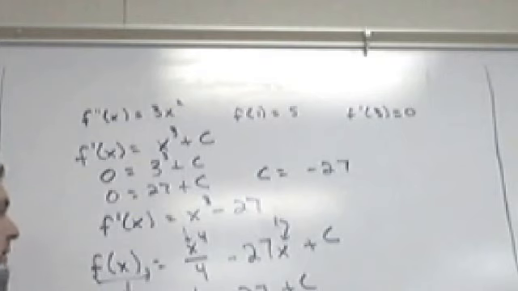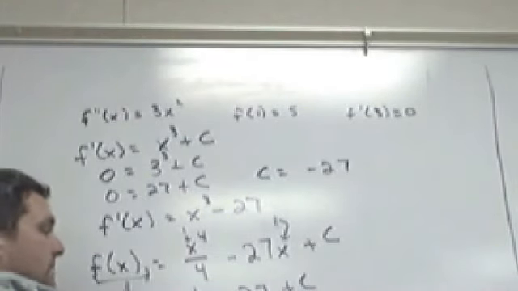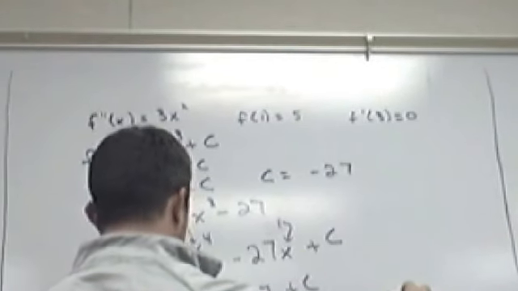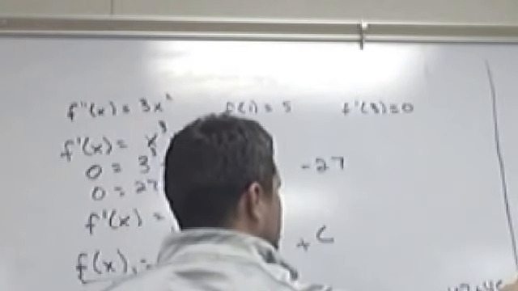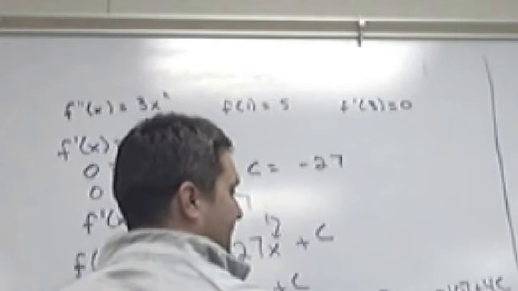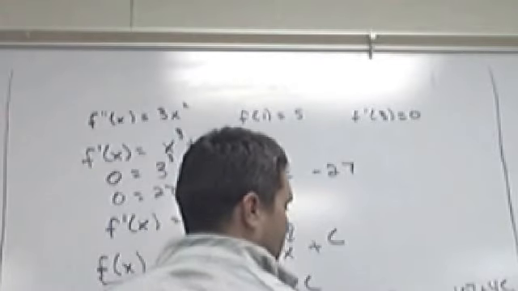Now, another thing you could do, guys, is if you don't want to mess with the fraction, you can multiply both sides by 4, and you'll get 20 equals 1 minus 108 plus 4c. Okay? So then 20 equals negative 107 plus 4c. I'll add 107, and I'll get 127 equals 4c. So c is 127 over 4.